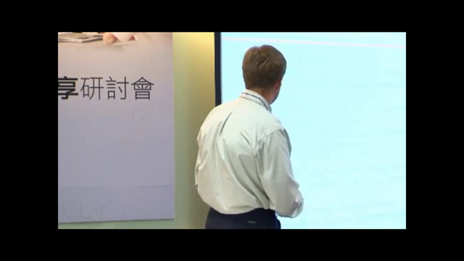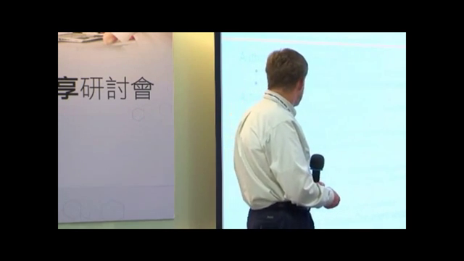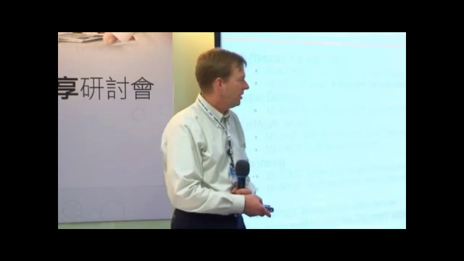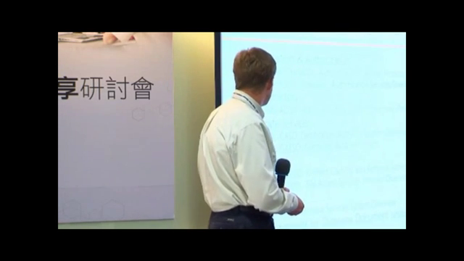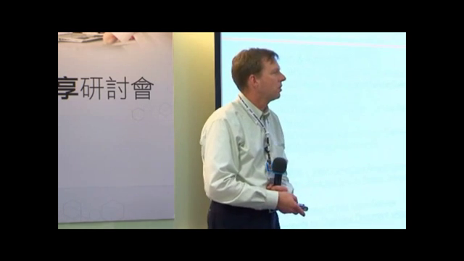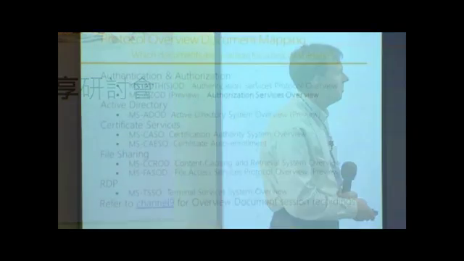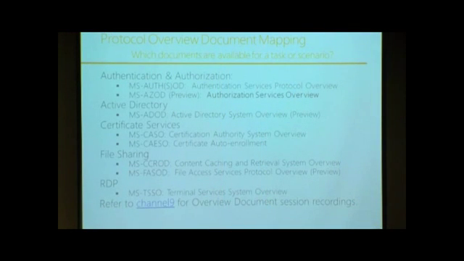There is a series of documents for file sharing. The CCROD, which is the current iteration available for content caching. Also FASOD, which is also currently on the preview node, which describes some of the documents such as SMB and other documents that are required to implement the file sharing area protocols. Questions about the system overview documents or scenarios?